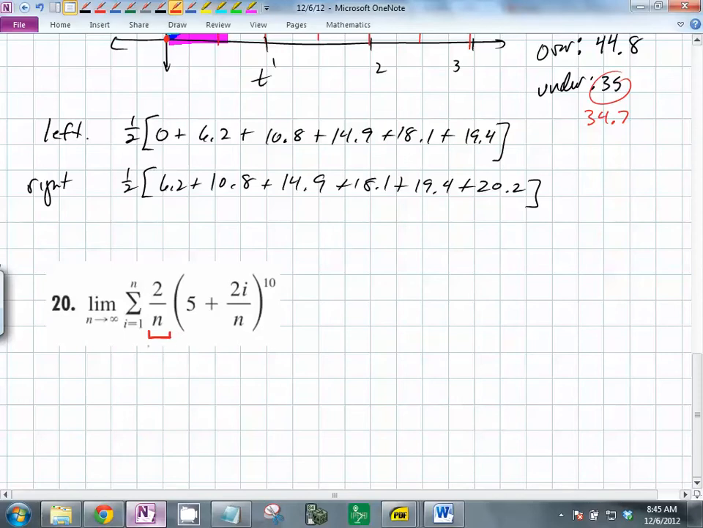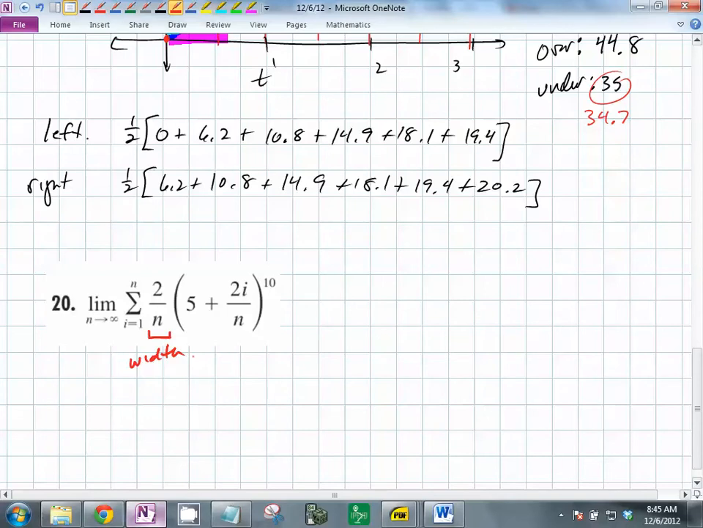What do you think? The width, exactly, that's really good. Because that stays the same, what changes here? It's 5 plus something, 5 plus another thing, 5 plus another thing. If i is 1, what are you at? 5 plus 2 over n. If i is 2, what are you at? 5 plus 4 over n, correct?